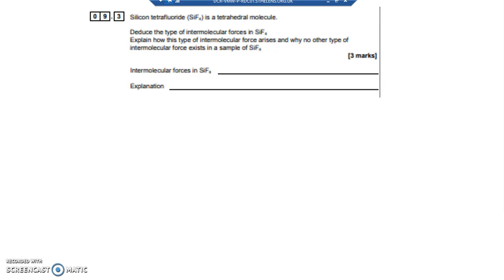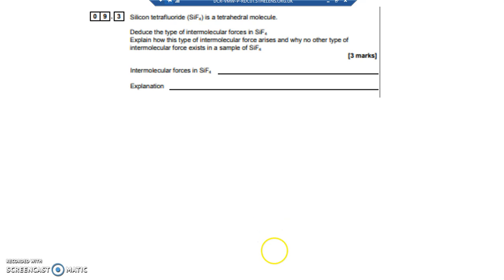Silicon tetrafluoride, SiF4, is a tetrahedral molecule. Deduce the type of intermolecular forces in SiF4. Well, silicon's in group 4, with 4 bonding pairs, so all of its 4 outer electrons are involved in bonding. It's going to be a tetrahedral shape with a bond angle of 109.5. So it's completely symmetrical, 4 bonding pairs in a tetrahedral shape.